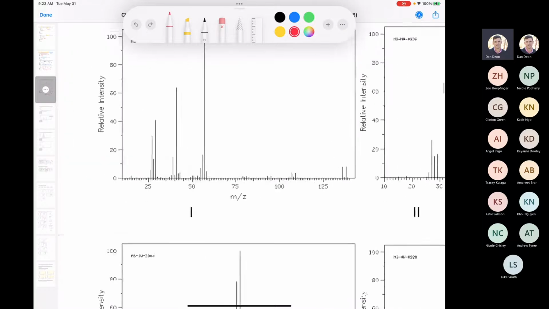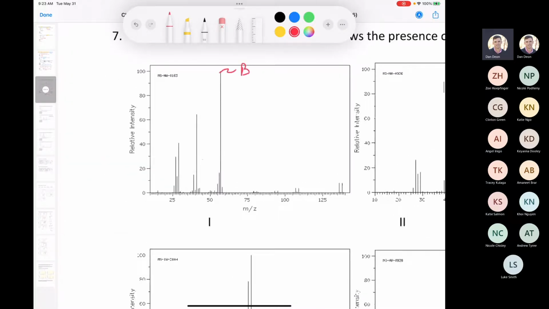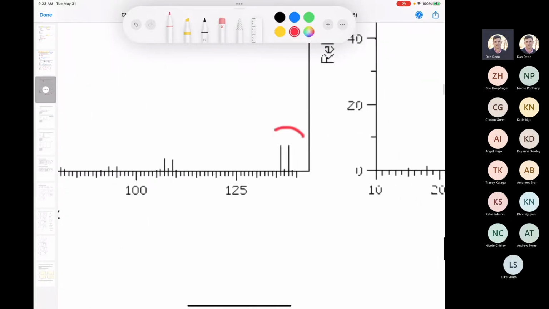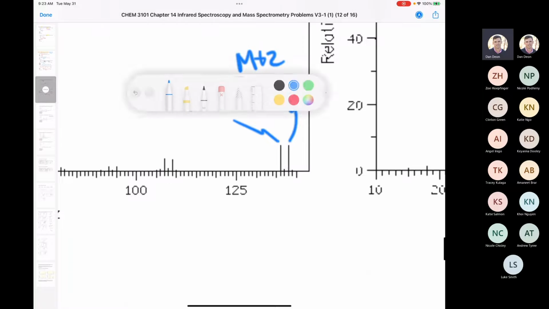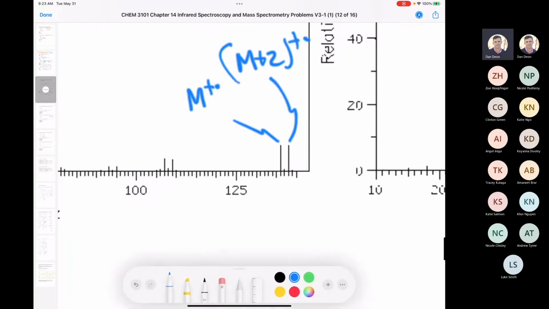But if we go over to the first one, this is our base peak here, which is really huge, base peak, okay? But if you look over here, you see that we have 2 peaks that have roughly a 1:1 ratio in terms of their height. So this would be our molecular ion, and then this would be the M+2. It's the M+2 ion for our bromine.